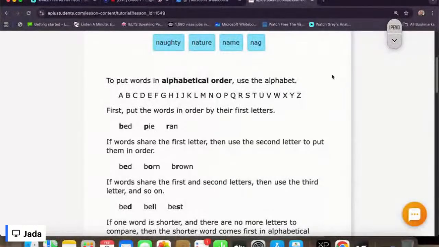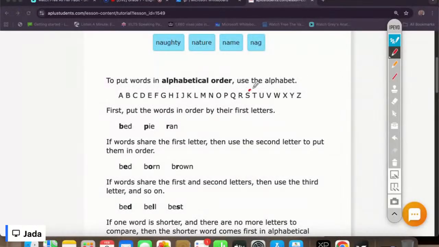Alright, so to put words in alphabetical order, you have to use the alphabet. So this is the alphabet from A to Z. First, you have to put the words in order by their first letter. So you have to check the first letters and arrange them according to the alphabet. If the words share the same first letter, like here, you have to use the second letter to put them in order, like E, O, and R.